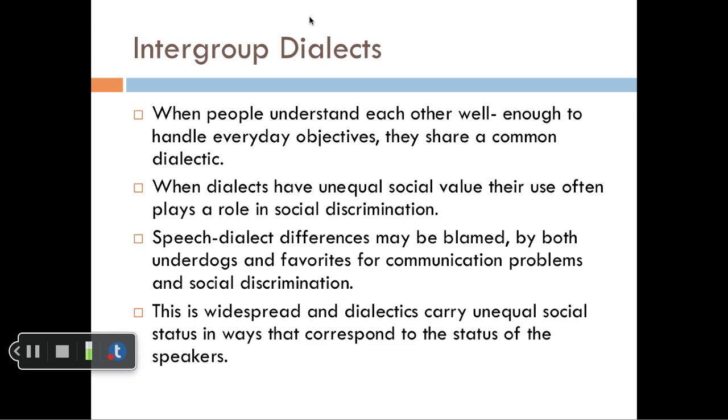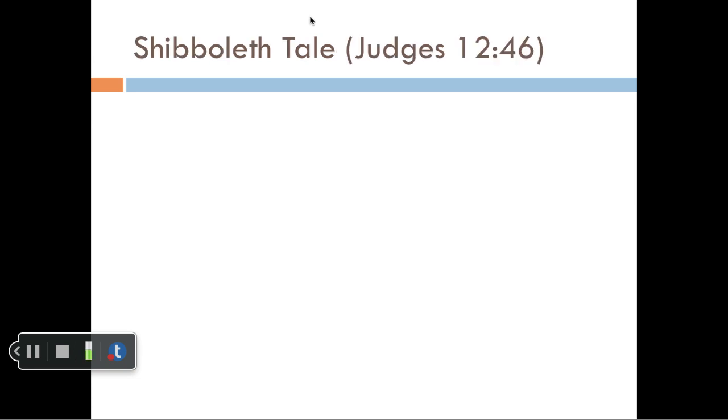So intergroup dialect tension and discrimination is very widespread, and dialects carry unequal social status in ways that correspond to the status of their speakers, meaning that these dialectical tensions between groups in the way that they speak are extremely widespread around the globe. We see this, and we've seen this over basically all recorded history. So let me give you an example of how we've seen this in recorded history.